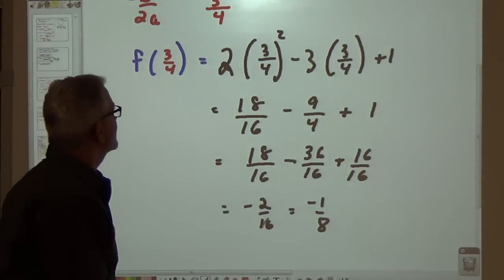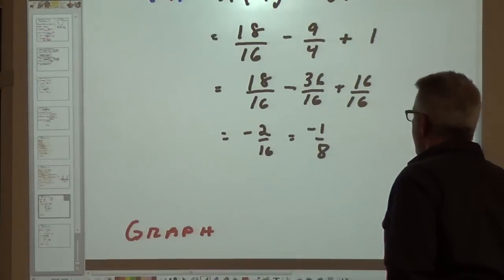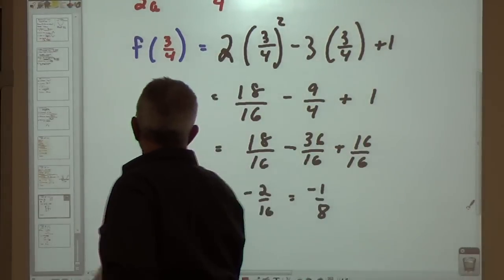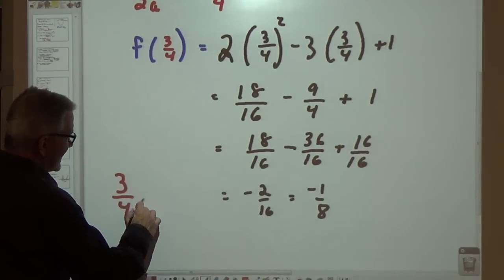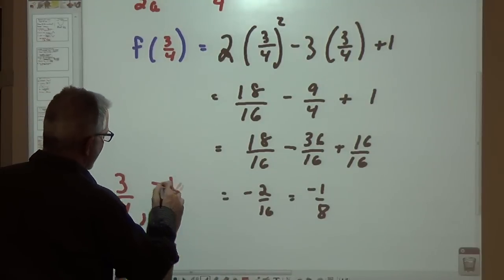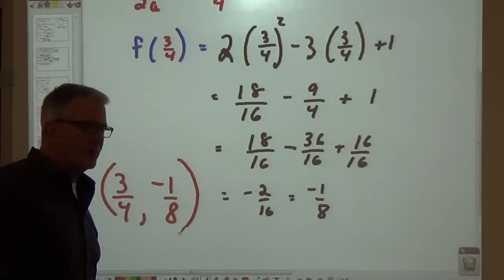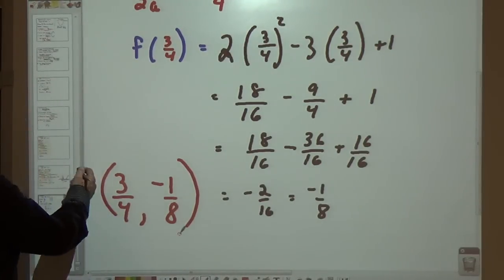Hey, that's the vertex right there, ladies and gentlemen. Then I write it down. The vertex is going to be 3/4, comma, negative 1/8. That's going to tell us so much. That's the vertex, input, output.